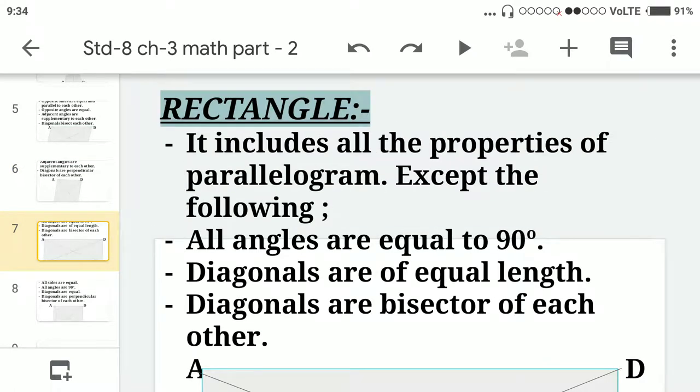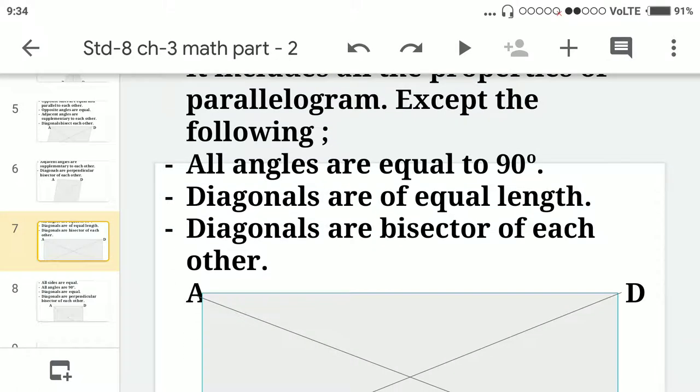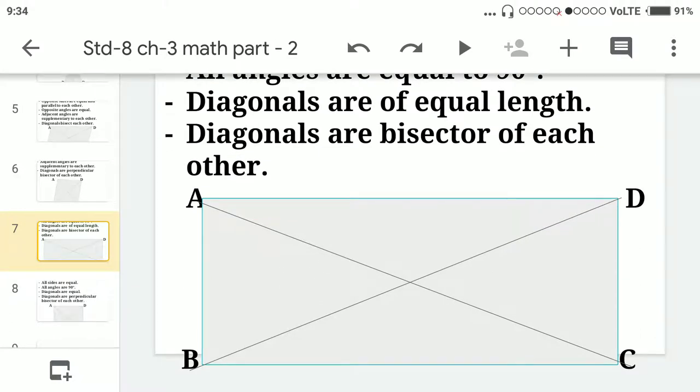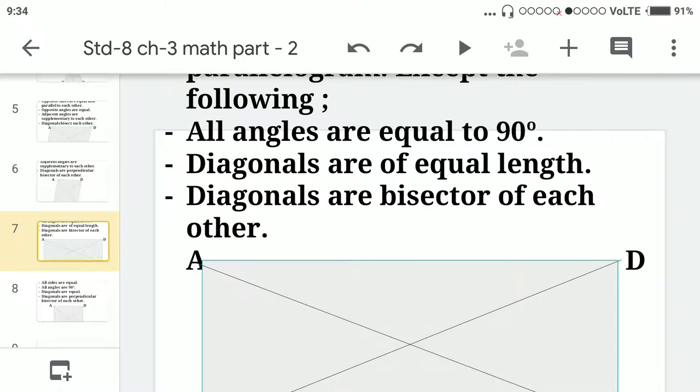Fine. Then move to rectangle. Rectangle includes all the properties of a parallelogram except the following. So whatever properties you studied in the parallelogram, all will be followed in case of a rectangle. That means opposite sides are parallel and equal. Summation of two adjacent angles is 180 degrees. Opposite angles are equal. Except that all angles are equal to 90 degrees. You already know that in a rectangle, all the four angles are 90 degrees.